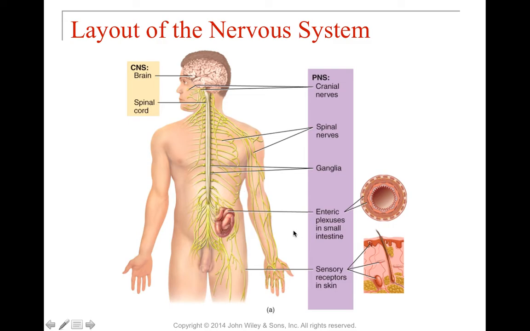We also have enteric plexus. These are nerves that are going to be found in the small intestines. They're going to innervate this submucosal layer here. And we have tactile or sensory receptors in the skin that are also part of our nervous system pathway. That's all the peripheral nervous system.